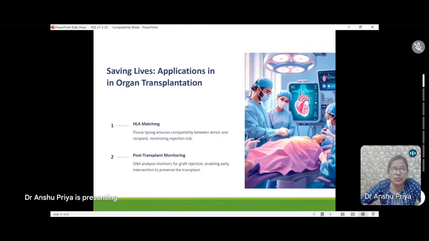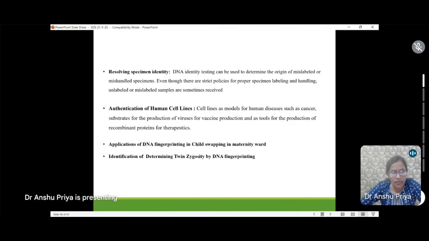DNA fingerprinting is also useful in case of organ transplantation. So before organ transplantation, we have to match the HLA. So that is good. And the second thing, after the transplantation, we have to monitor the graft. So this is very useful in case of organ transplantation also. DNA fingerprinting could also be used if the samples are mislabeled or mishandled, not properly labeled. So with the help of DNA fingerprinting, we are able to identify the mislabeled sample also.